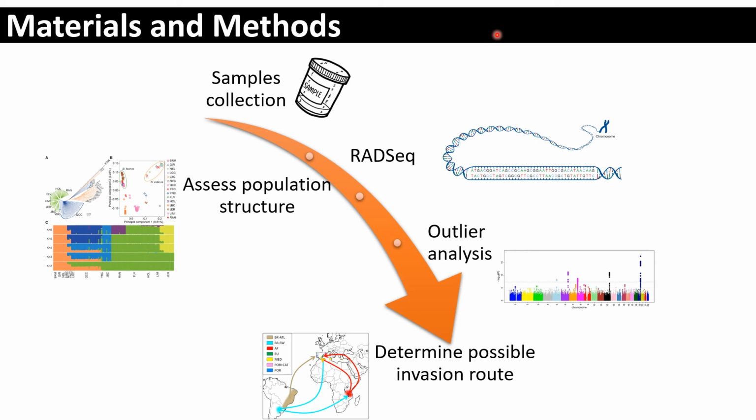Once we have this data, it will be used to compare the signatures of selection between invaded populations, which are from North America, and the populations from Europe, which are the native populations, and also the areas of recently introduced populations, that will be the Peace River region of Alberta, and populations which are currently established in central Alberta. After that, we will be able to determine their possible invasion routes and their interconnections.